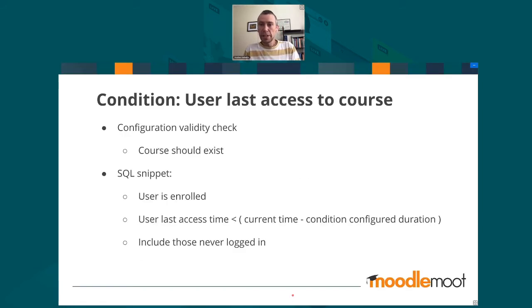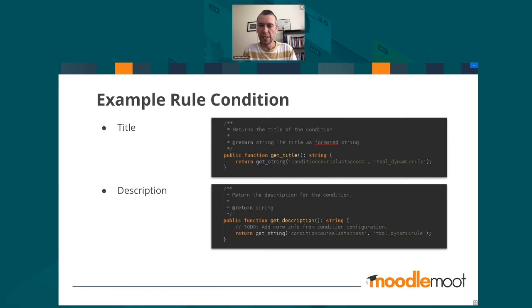Configuration validity check. The requirement for this is just the course should exist. And for the SQL snippet, we will make sure the user is enrolled. User last access time is lower than current time minus condition configured duration. And we will include those who never logged in by default. Right.